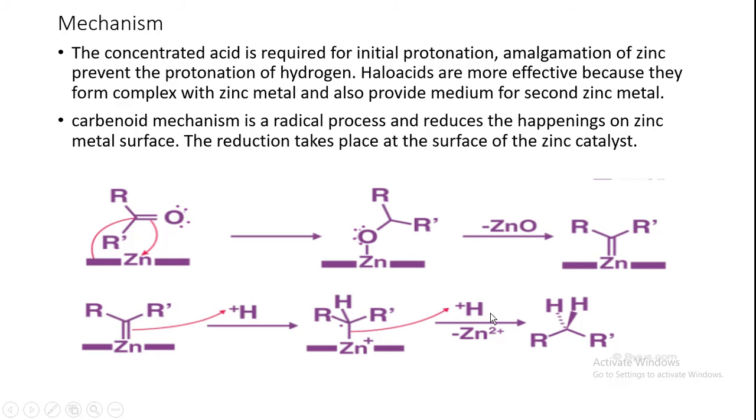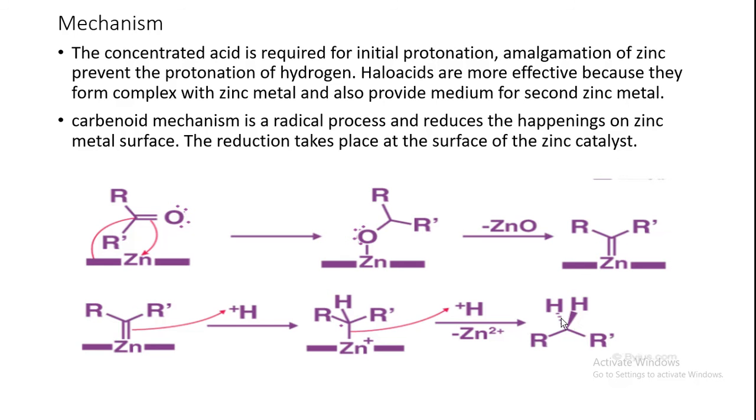In the next step, one more proton will attack this bond, and this proton H plus will attach to this carbon. So you see this carbon is having two hydrogens, and the zinc will come out. Ultimately we will get RCH2R. Earlier the compound was RC double bond O R, or R dash.